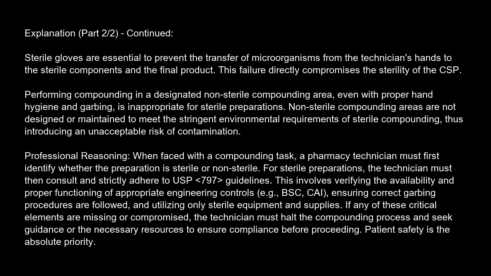When faced with a compounding task, a pharmacy technician must first identify whether the preparation is sterile or non-sterile. For sterile preparations, the technician must then consult and strictly adhere to USP 797 guidelines. This involves verifying the availability and proper functioning of appropriate engineering controls, e.g., BSC, CAI, ensuring correct garbing procedures are followed, and utilizing only sterile equipment and supplies.